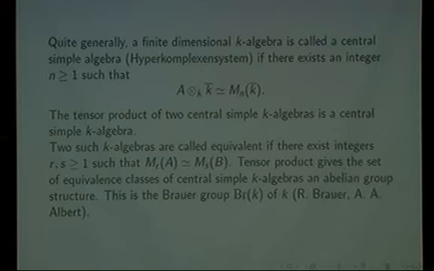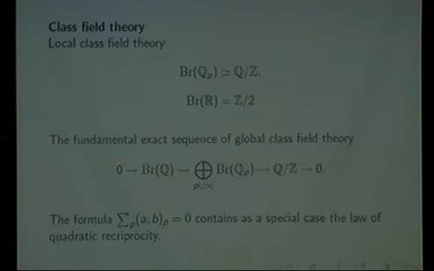Okay, so it really classifies the central simple algebras. Now, the quaternion algebra, the Hamilton quaternions, are the only non-trivial central simple algebra over the reals. And this is expressed by the fact that the Brauer group of R is Z mod 2. If you look at the p-adics, class field theory computes all the possible central simple algebras over Q_p, and one finds the Brauer group of Q_p is Q mod Z. Again, this is something which goes back to 1935, 1940.